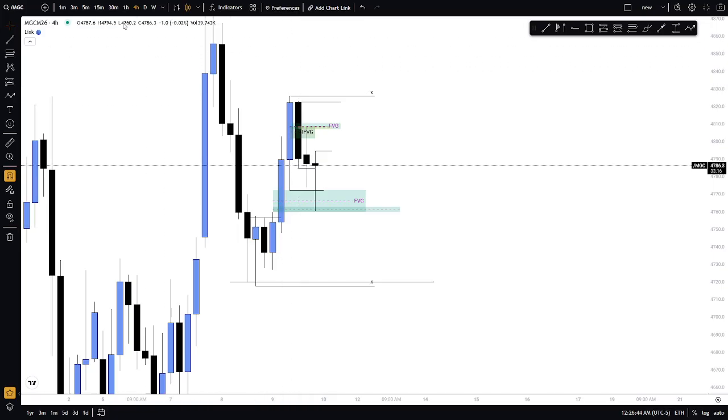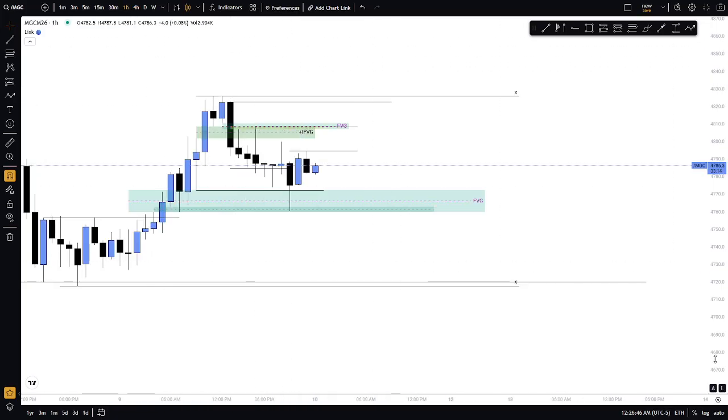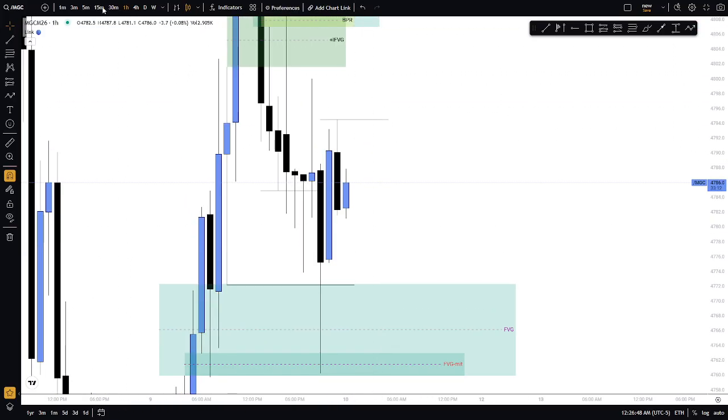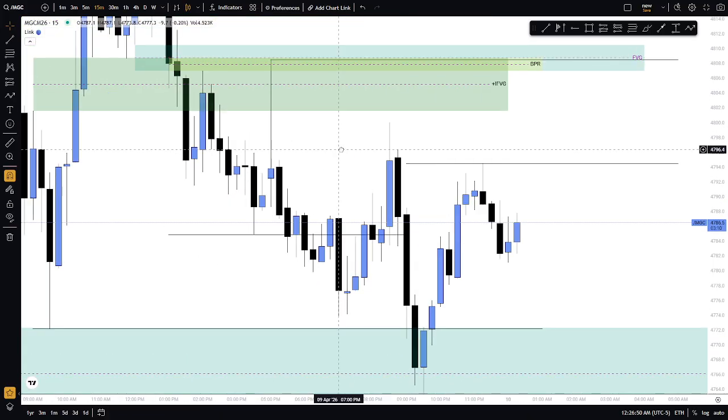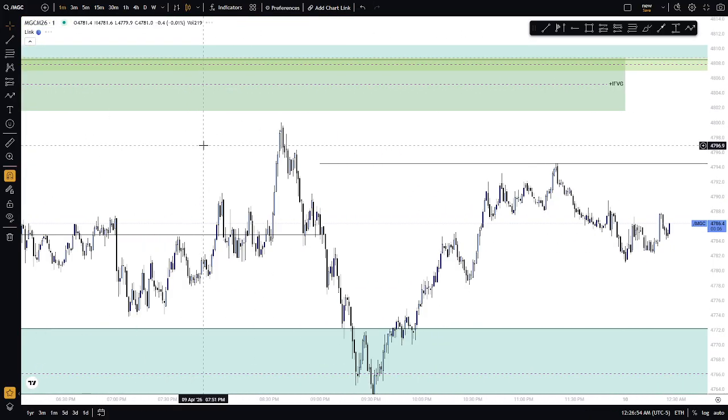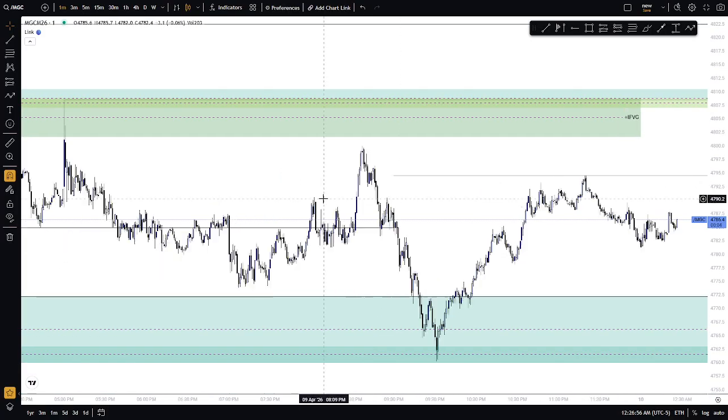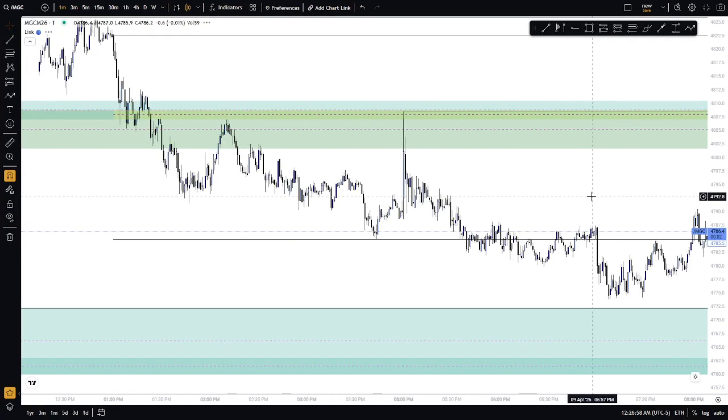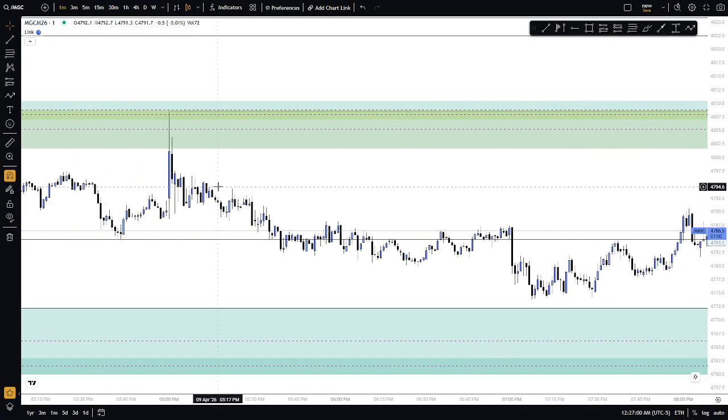So now, coming into the start of Asian session, there's a lot of volume that is traded during the Asian session. Very good trades can be taken with patience. And as such, we're going to go through what occurred today.